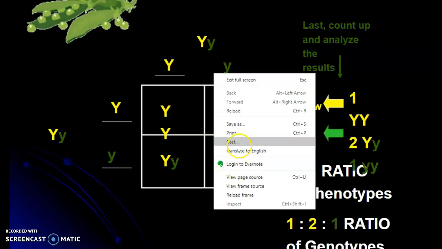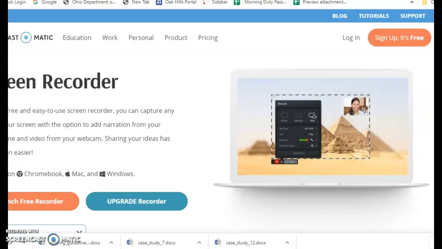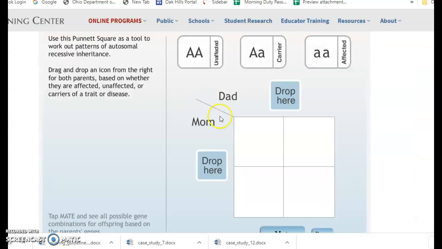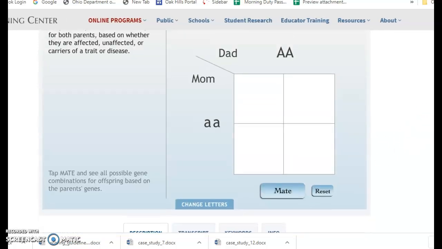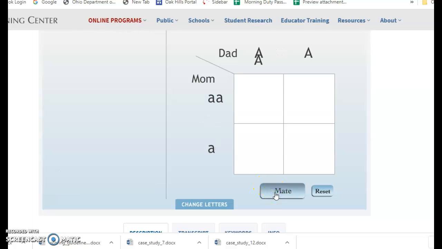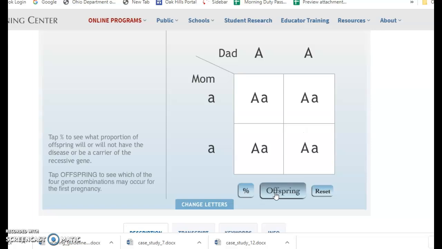Let's see, we can end this. So let me do that and put on this real quick just so we kind of look at this again. So if we're looking at A's in this case, we're going to make the dad big A, big A, mom little a, little a. Remember, one little a is going to go here, one little a is going to go here, one big A is going to go there, one big A is going to go there. We can mate them like this, and you can see how the Punnett square fits in.